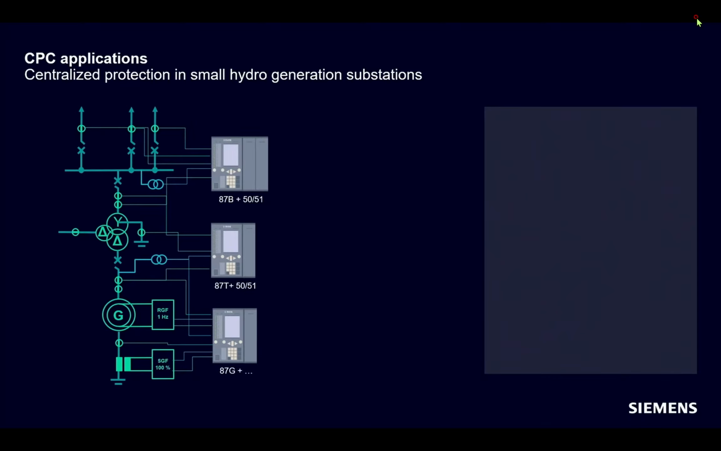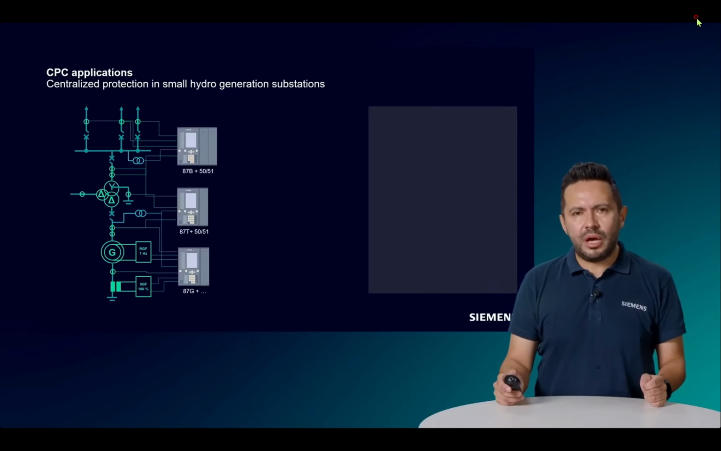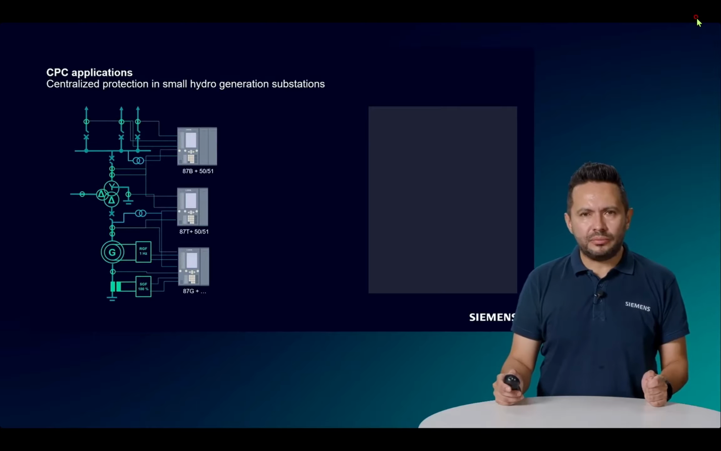Another interesting application for CPC is in a small hydro generation substation. Here is one example. In this slide, we can see three different devices that are used. One to protect the busbar and the feeder protections. Another device to protect the machine with functions like differential generator protection, overexcitation, stator and rotor protection, among others. And a third device protects the transformer with functions like differential transformer protection and backup protections like overcurrent.